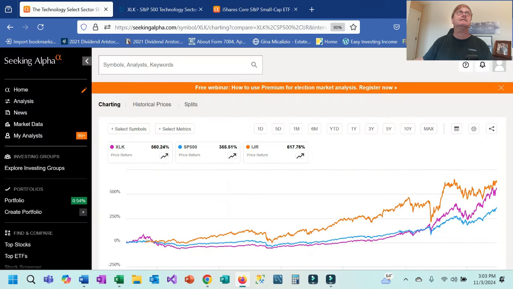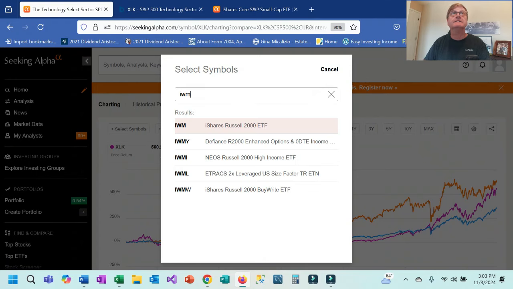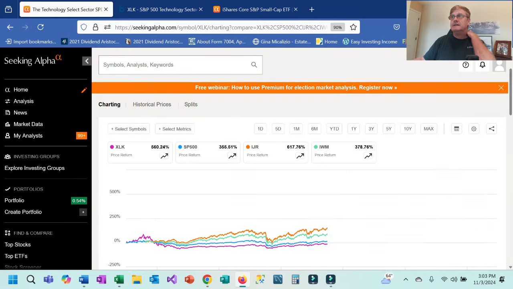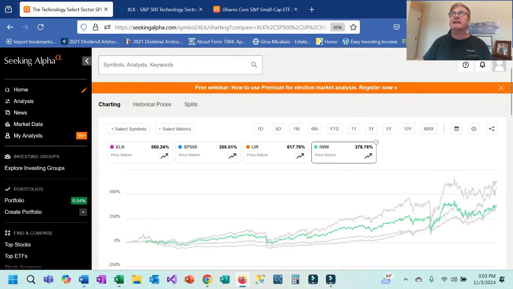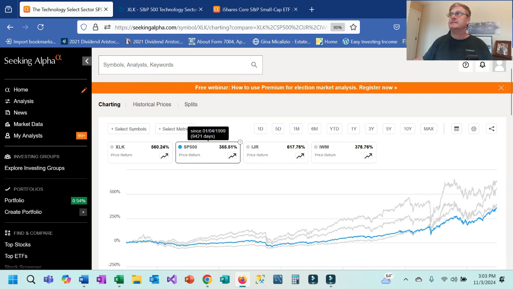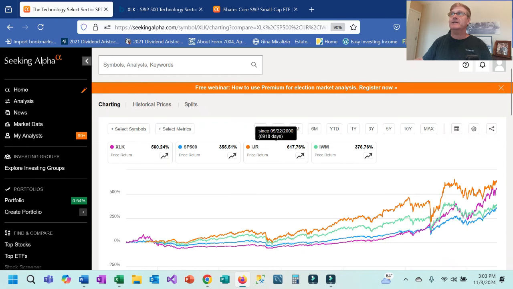So it did it even better. So let's actually put the Russell 2000 in there and see how that compares. I like how it keeps that time frame. So here again, you can see IJR outperformed. And then here's IWM. Here's the S&P 500. Here's XLK. So of the three, IJR, which again is one of my favorites, you got like a 617% return.